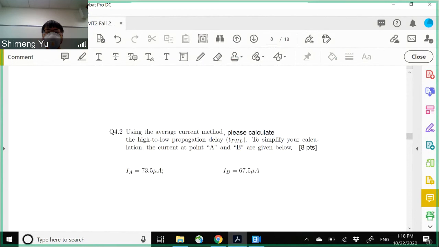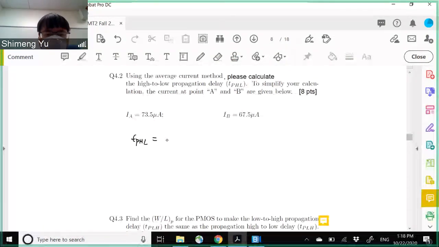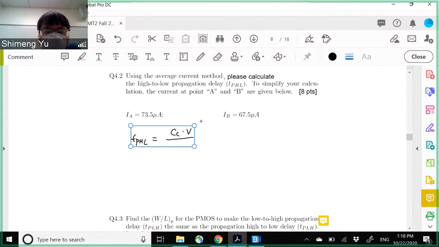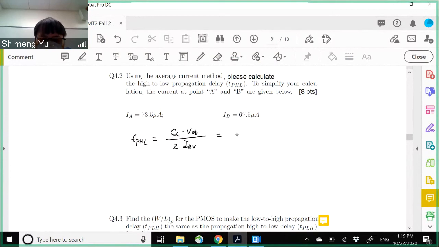Average current, right, TPHL is capacitance of the node times VDD divided by 2, half VDD, because you change by half VDD, and then I average. So you should write down this equation first, get the partial credit. And then the average current is the average of those two.